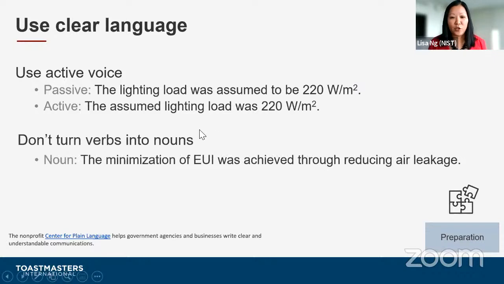All right, another tip for using clear language is to not turn verbs into nouns. So here's another activity for you all. The minimization of EUI was achieved through reducing air leakage. So if you see the letters ION, it's probably someone trying to turn a verb into a noun. So how would you turn this sentence into using verbs and not nouns? So how do you change a minimization noun into a verb?